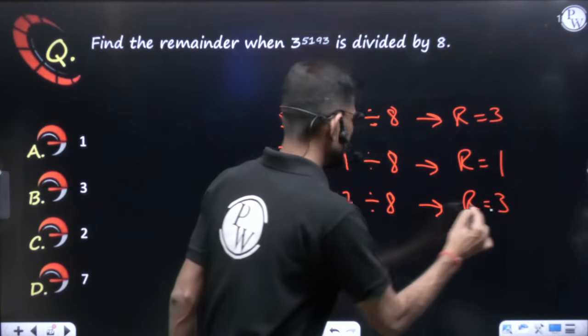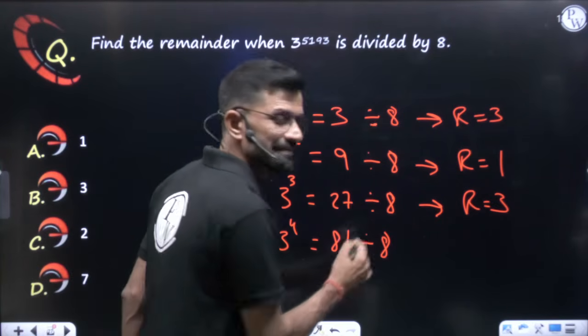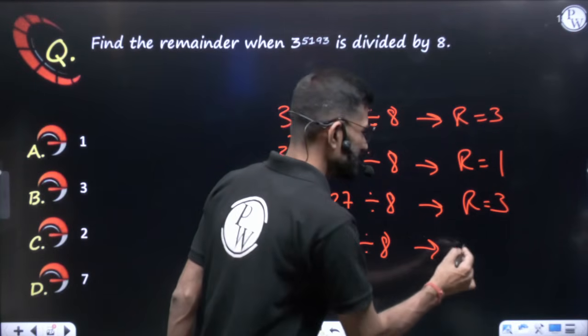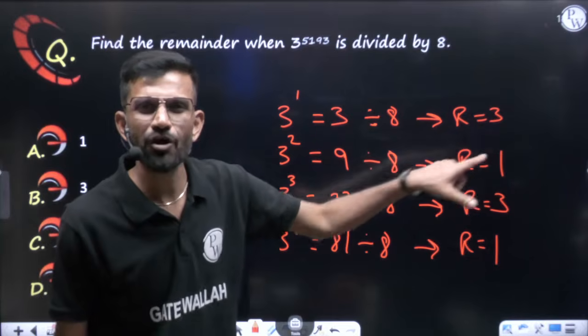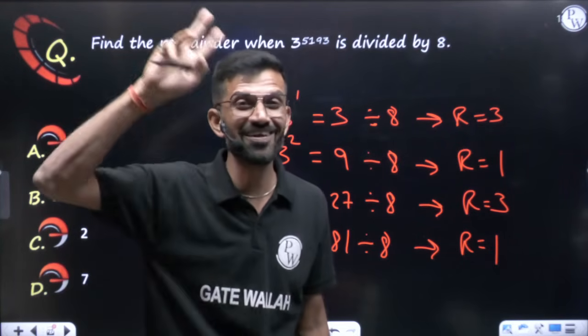Again 3. 3 power 4 is 81. When 81 is divided by 8, 8 tens are 80. Remainder how much? 1. So what is happening? Remainder is coming either 3 or 1, 3 or 1. A cycle of 2 is going on. The same, similar logic it is.